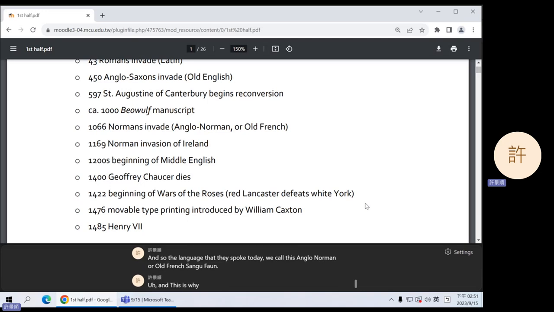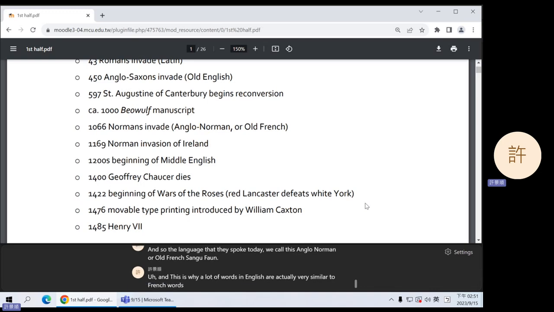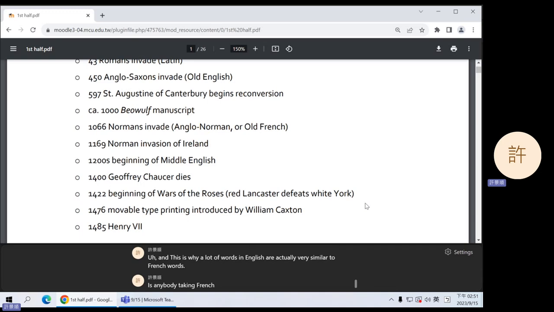And this is why a lot of words in English are actually very similar to French words. Is anybody taking French? Okay, if you do take French, you will realize that words that end in T-I-O-N or I-T-Y are basically the same as in French. There's actually a pattern that we can use.